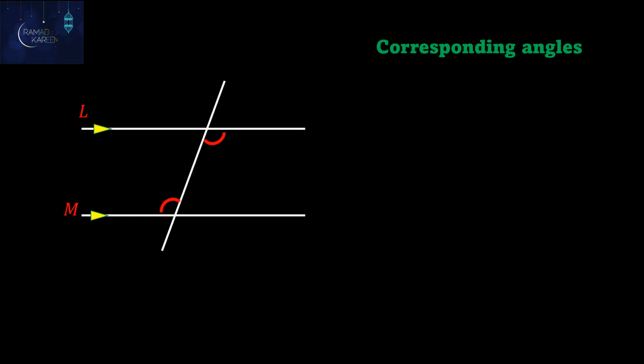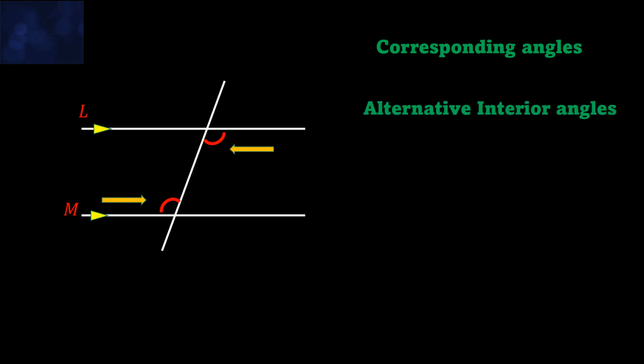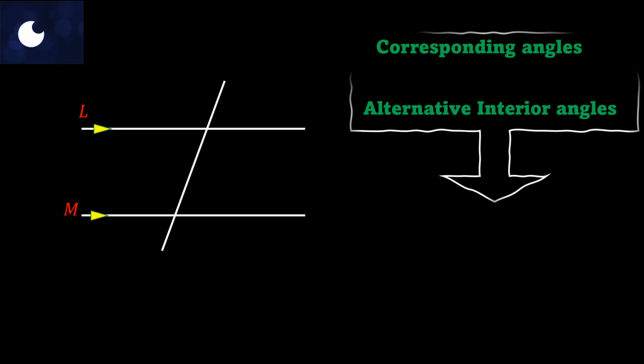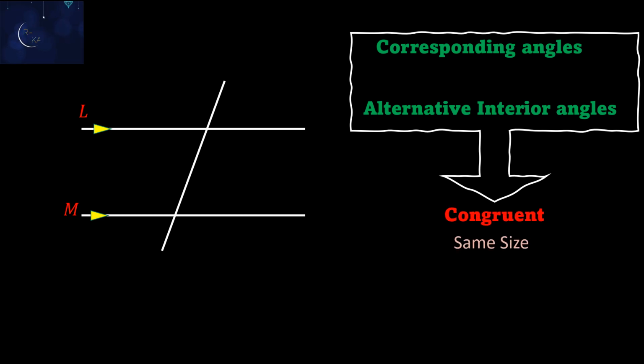Now, if we have two angles like this on different sides of the transversal, and both are between the parallel lines, we call these two angles alternate interior angles. So it's like this and like these two angles. All right, so actually the corresponding angles and the alternate angles are congruent angles, meaning that they have the same size.